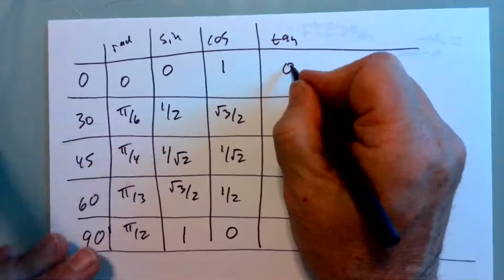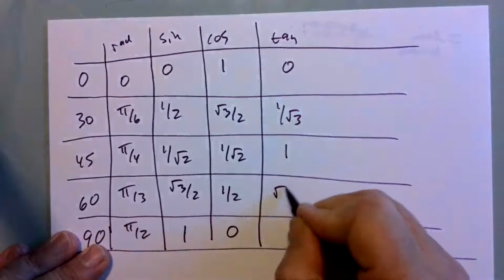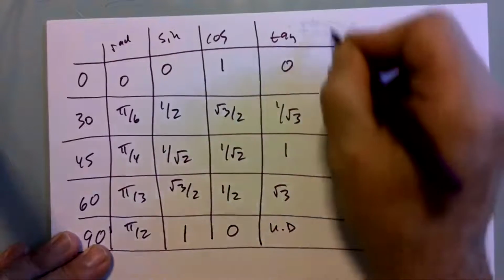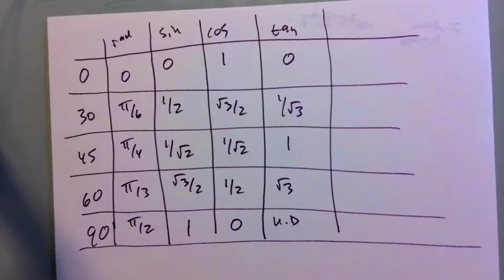0 divided by 1 is 0. A half divided by root 3 over 2 is 1 over root 3. Something over itself is 1. This is root 3, and this is undefined. So you should really build this chart whenever you're starting these problems to make sure you have these numbers in mind. So let's assume we have those.